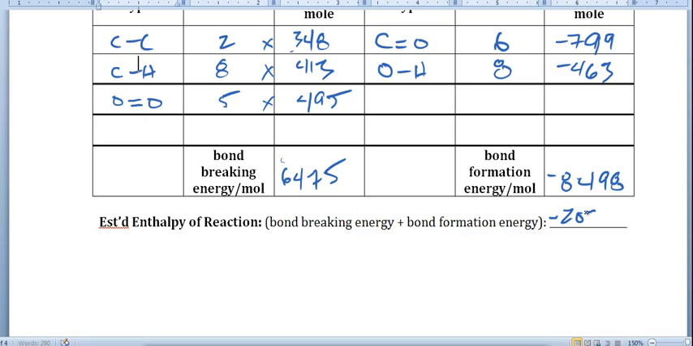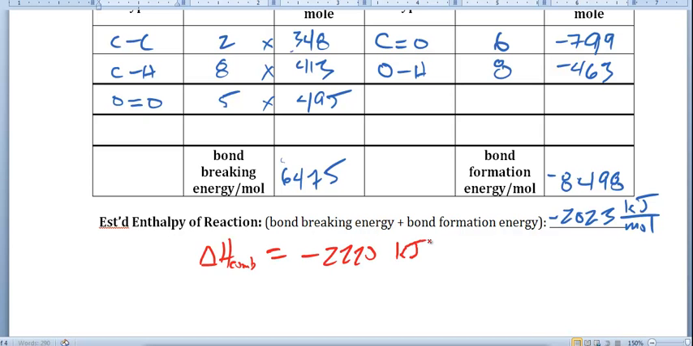And what you get is negative 2,223, and that's kilojoules per mole. Now, as I keep saying, that is an estimate. The experimentally determined heat of combustion for propane is 2,220 kilojoules per mole. All right, and so the estimate, we're off by about 9%, but that's okay. That's pretty darn good.